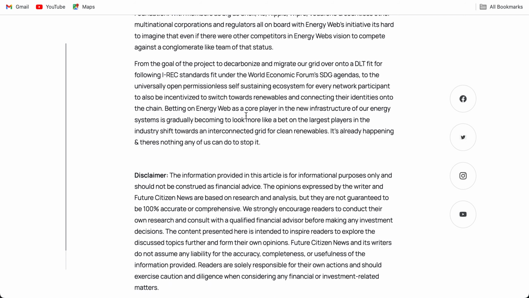Betting on Energy Web as a core player in the new infrastructure of our energy systems is gradually starting to look more like a bet on the largest players in the industry shifting towards an interconnected grid for clean renewables. It is already happening, and there's nothing any of us can do to stop it.